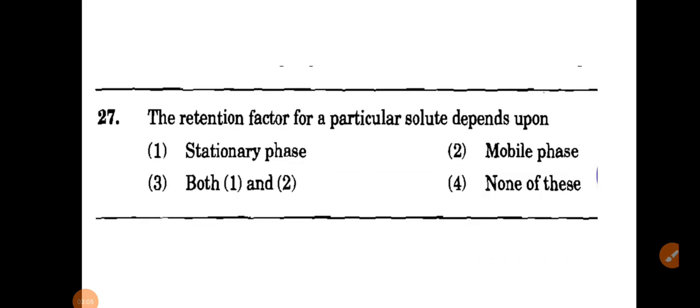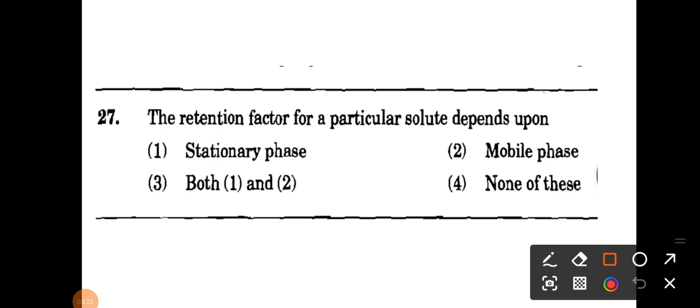Okay. So the next question: the retention factor for a particular solute depends upon, right? The options are stationary phase, mobile phase, both 1 and 2, none of the above. What is the answer here? The answer is both 1 and 2, because the retention factor depends on the stationary phase as well as the mobile phase.